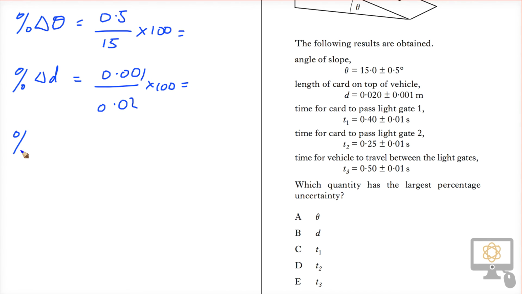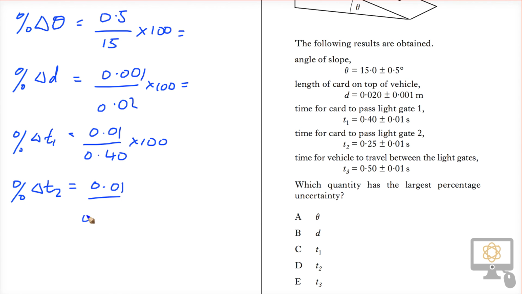The third one is the percentage uncertainty in T1, which is 0.01 over 0.40 times 100. And then we have the percentage uncertainty in T2, which is 0.01 divided by 0.25 times 100. And the last one, the percentage uncertainty in T3, which is 0.01 divided by 0.50 times 100.